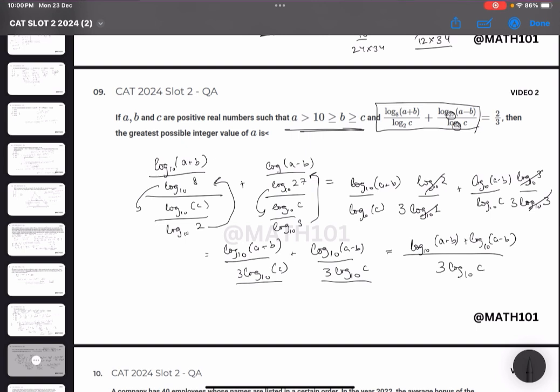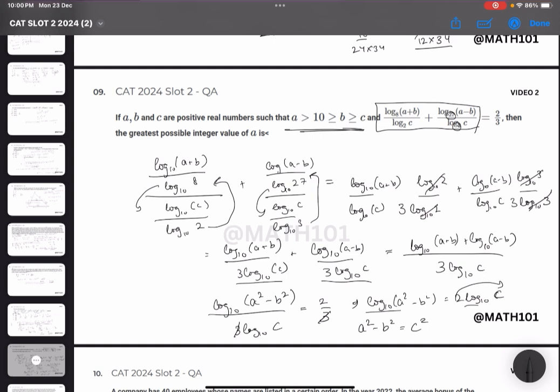But log P plus log Q is log PQ. So this is log base 10 A plus B into A minus B, which is A square minus B square, upon 3 log base 10 C. We are given this is 2 by 3. So 3 gets cancelled. So we get log base 10 A square minus B square is equals to 2 log base 10 C. So 2 goes here. We are left with A square minus B square equals to C square by removing log on both the sides. So we are left with A square equals to B square plus C square.